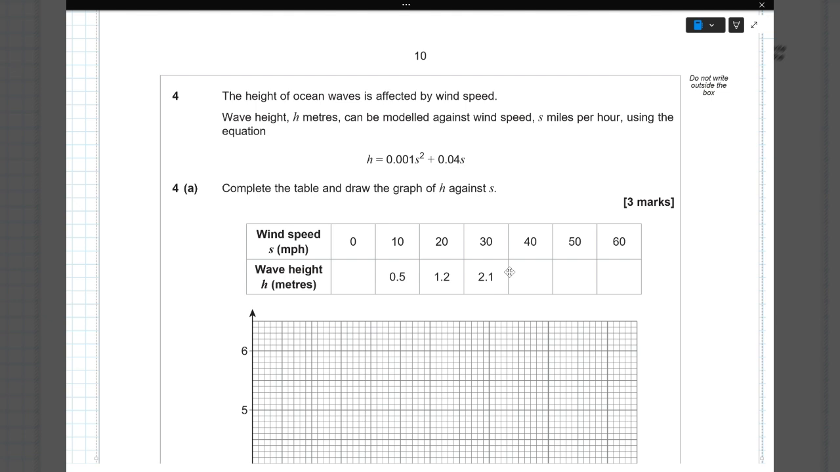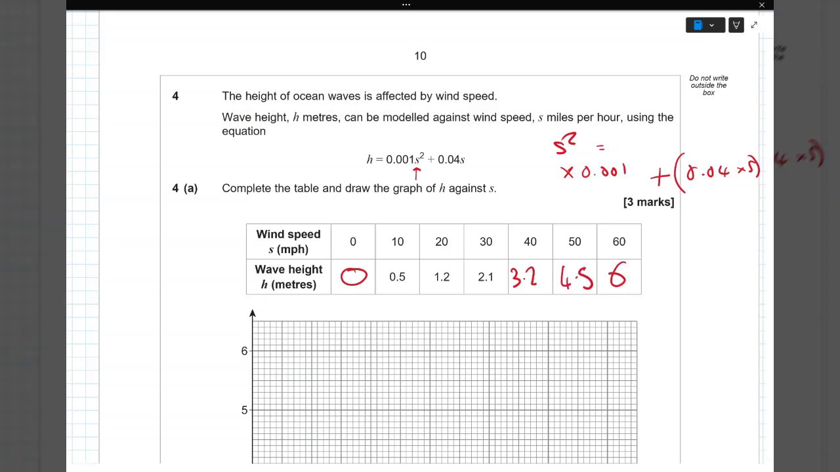So, all we've got to do, I like to do it like this: I'll work out what s squared is, then times it by 0.001, and then add, in an inner bracket, 0.04 times s. That's what I do in my calculator. That way I don't get any BIDMAS errors. So of course, for 0, it's 0. There's no wind, there's no wave. So put that there. 40 is at 3.2, 50 is 4.5, and then at 60 it is 6.